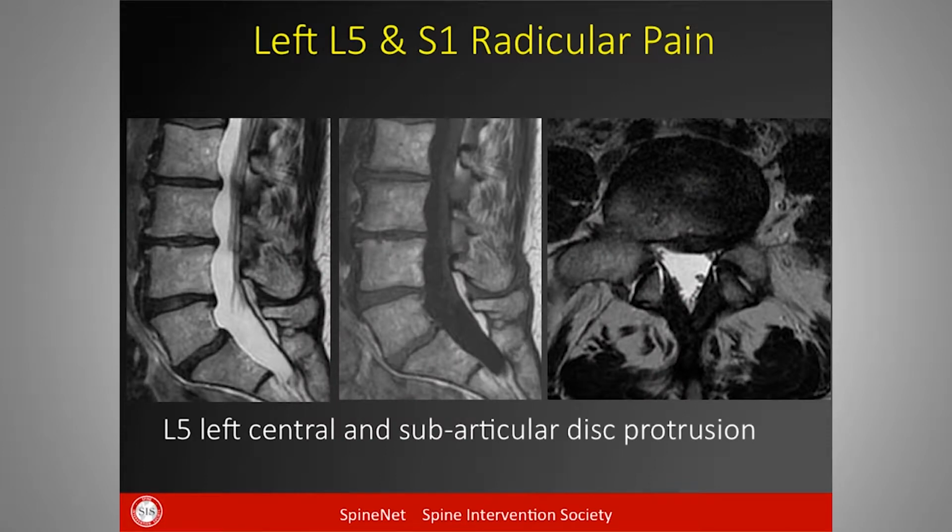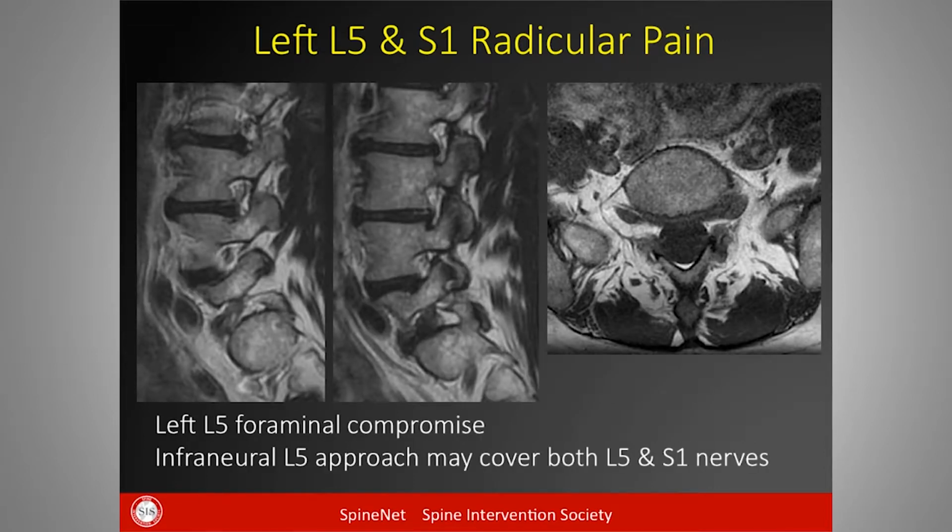We can observe here on the axial T2 weighted image that there is an L5 disc herniation, which impinges upon the traversing S1 nerve. But as we look at the sagittal images, we can also see that this disc protrudes into the foramen and displaces the exiting L5 nerve as well. There's good reason for this patient to have both L5 and S1 radicular pain.